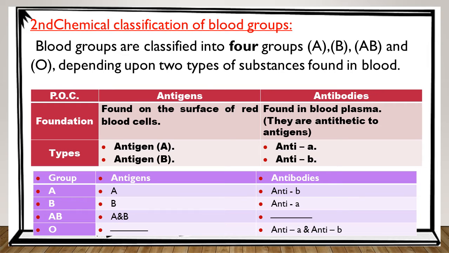About the blood group AB, it contains 2 antigens, antigen A and antigen B, and it doesn't have any antibody. About the blood group O, it doesn't have any antigen, but it contains antibody A and antibody B.